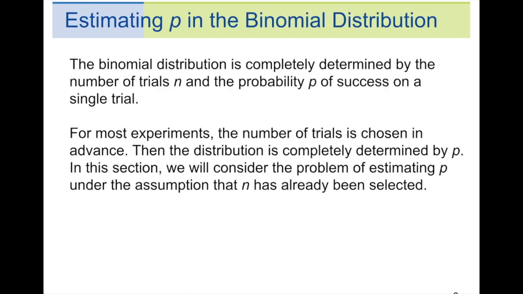The binomial distribution is completely determined by the number of trials n and the probability p of success on a single trial. For most experiments, the number of trials is chosen in advance. Then the distribution is completely determined by p. In this section, we will consider the problem of estimating p under the assumption that n has already been selected. So remember, binomials are between two choices. You're either doing the probability of something happens or the probability that something doesn't happen.